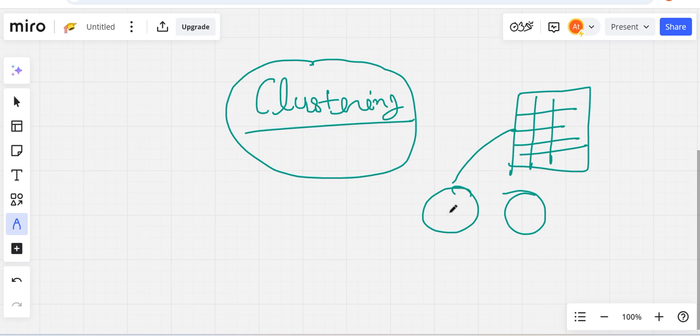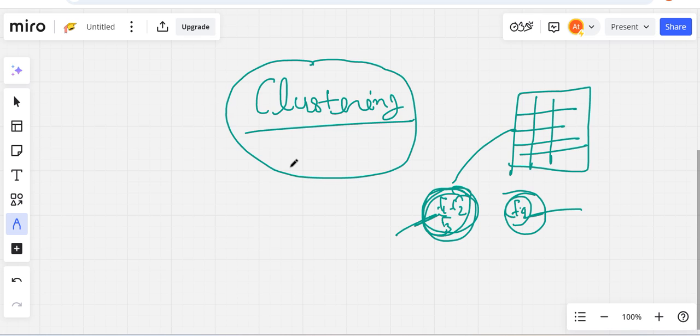And objects of each cluster, meaning data of each cluster, are more similar than those in other clusters. It means if there are three data points here, and you compare these three with this fourth data point, you'll find these three are more similar to each other than to the fourth.